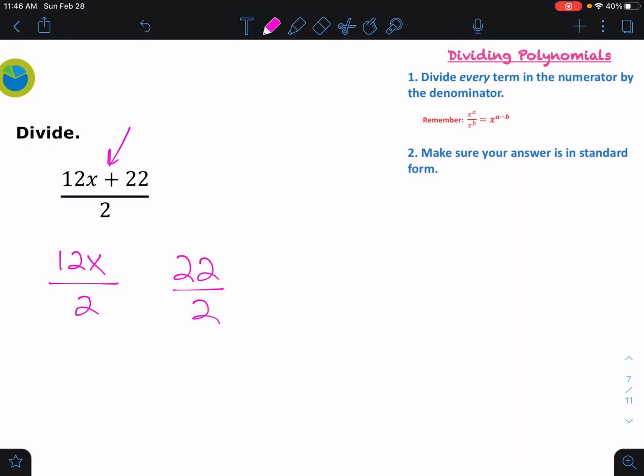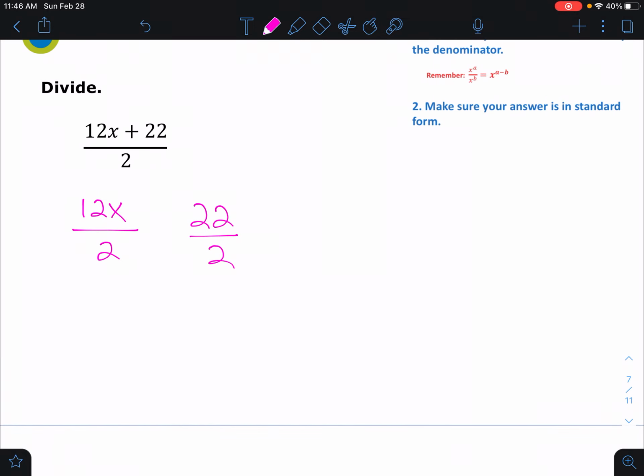Now, what is 12x divided by 2? Well, 12 divided by 2 is 6. I have an x here, but I don't have an x in the denominator, so nothing's going to happen with that x, so it's going to be 6x. Now what's 22 divided by 2? That's 11, and it's a positive 11. Every time you have a term, you should have a plus or minus sign in between. Because it's positive here, we're going to put 6x plus 11.